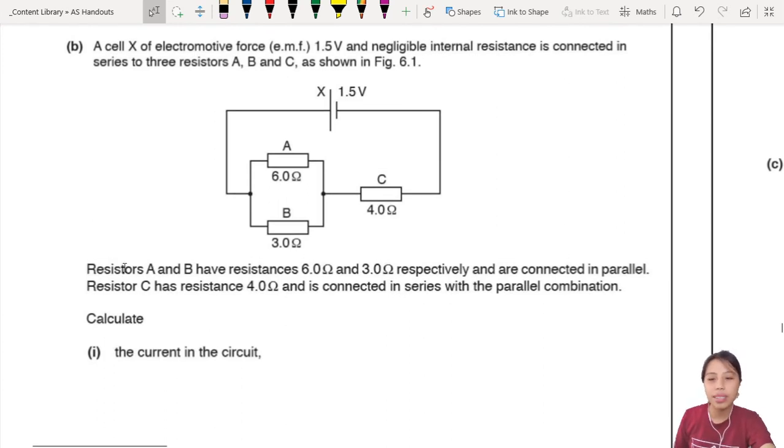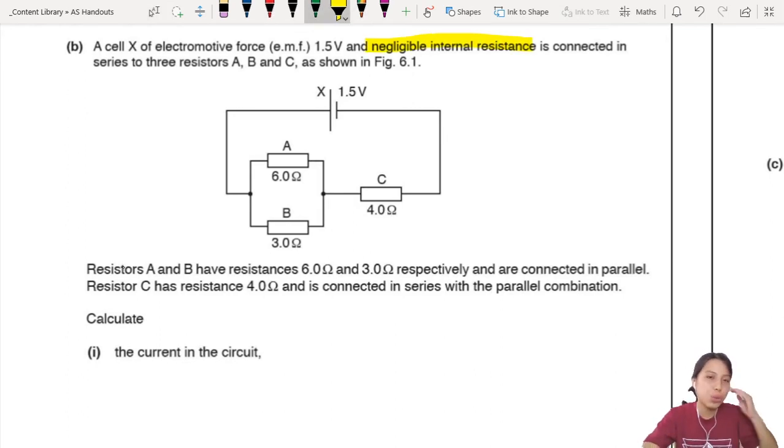Then we come to a circuit. There's some stuff in series, some stuff in parallel here. A cell of EMF 1.5 volts, negligible internal resistance. No internal resistance, so don't need to worry about that. It's just 1.5. Connected in series to 3 resistors, A, B, C, each one has resistance, some in series and some in parallel. Calculate the current in the circuit.